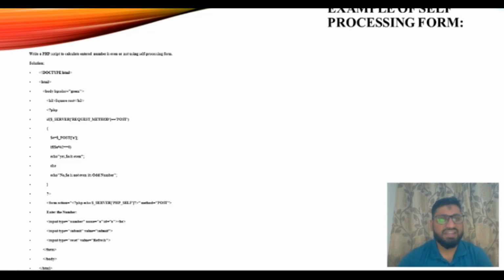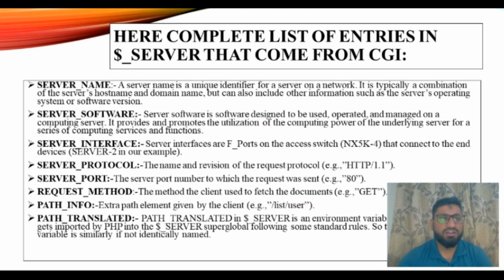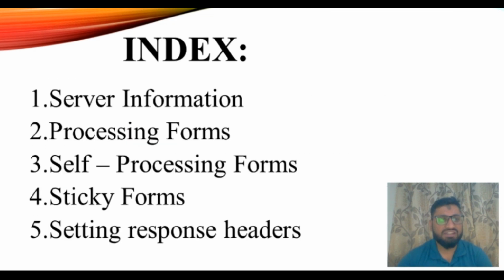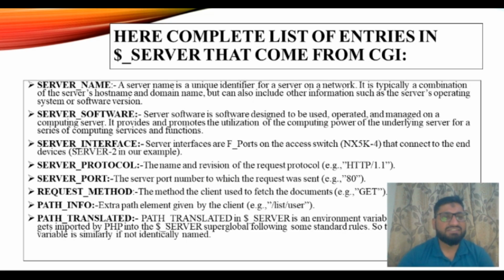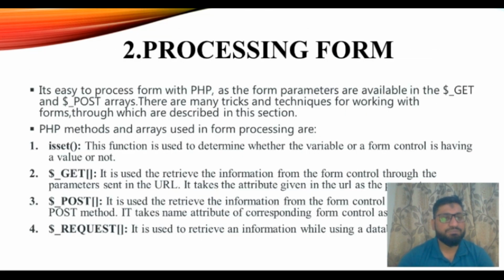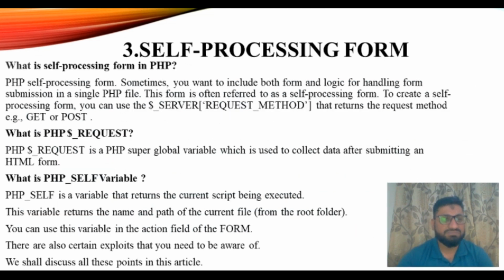So student, this is the end of your chapter number 2. A quick recap that we have done in chapter number 2. We have seen server information. Under that we have seen different types of server like web server, email server, FTP server, identity server. Then we have seen the complete list of entries in your $_SERVER that comes from CGI. We have seen processing form. Under this we have seen different methods like isset, $_GET, $_POST, $_REQUEST.